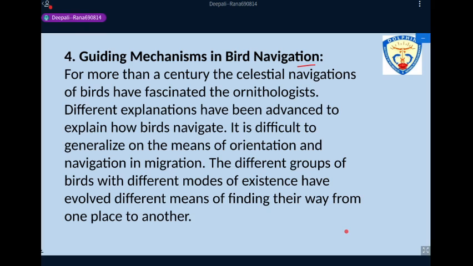So it is difficult to generalize on the means of orientation and navigation in migration. Different groups of birds with different modes of existence have evolved different means of finding their way from one place to another. We'll be discussing these ways one by one.